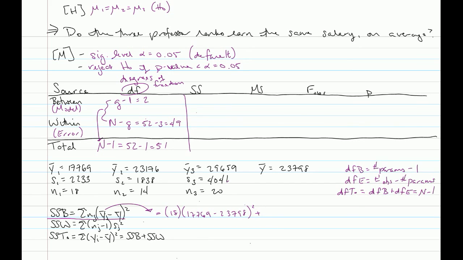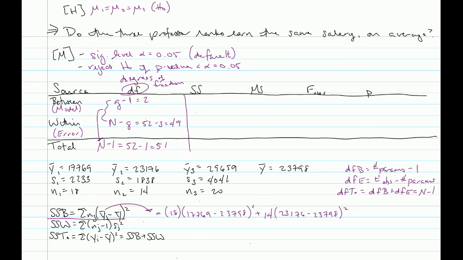So we'll do that same thing for group 2. Now group 2 has a sample size 14, and we're going to see how much the squared deviation for group 2 is. So that would be 23,176 minus 23,798, squared. So again, if this is a big difference, then group 2 is going to have a big contribution to my between group sum of squares. If it's not a big difference, if group 2 has a mean that's very close to my overall average, then it's not going to contribute much, and I'm not going to have a very big SSB due to group 2.